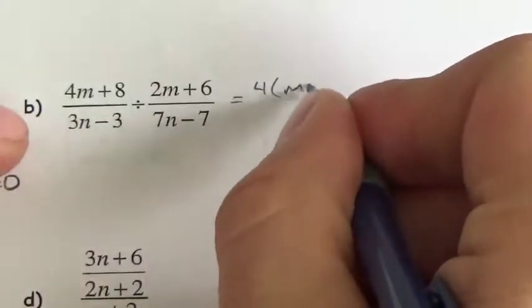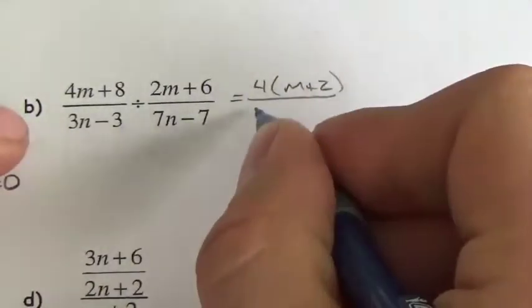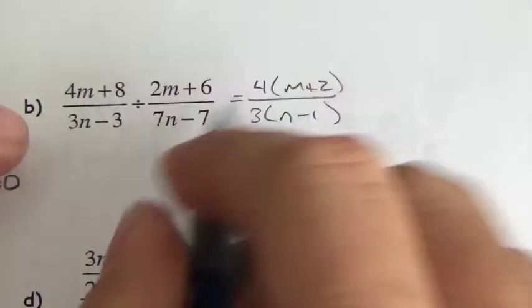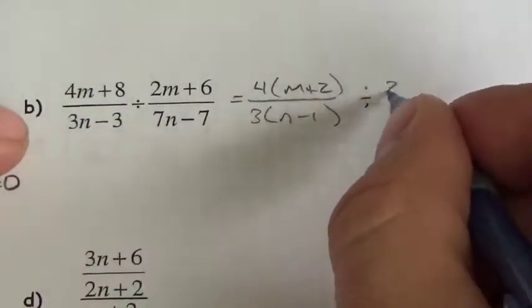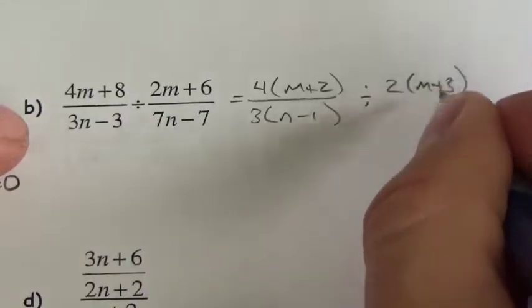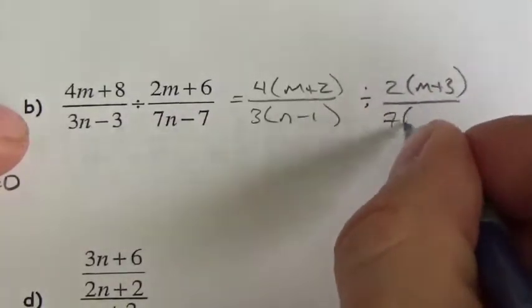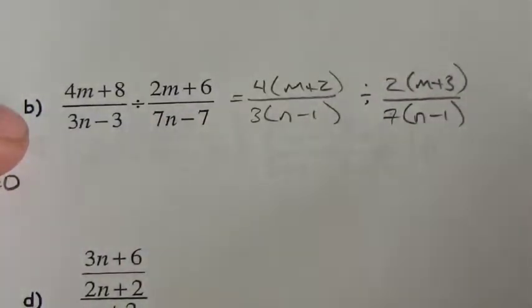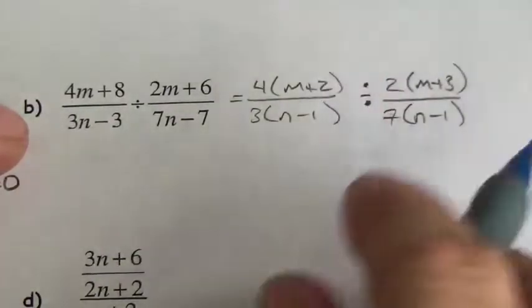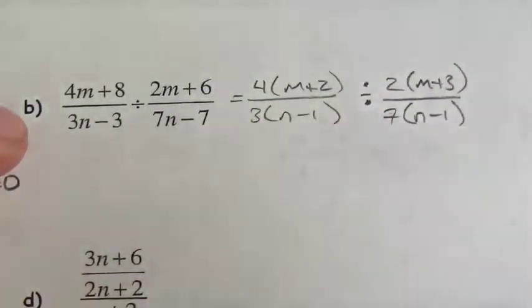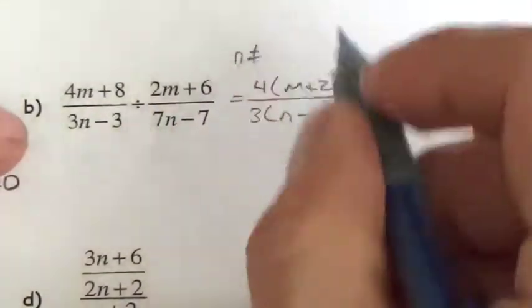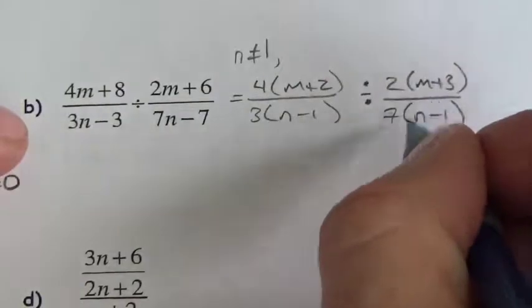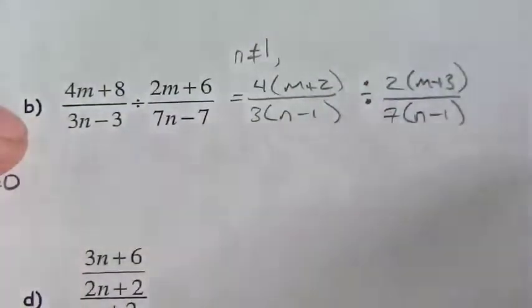Well, I'm going to factor to start off with. So this will be 4m plus 2 divided by 3n minus 1. So I'm just taking out the common factor. I'm going to leave this as division here for right now. 2m plus 3 divided by 7n minus 1. Now, I'm not going to leave it like this, but I do want to note, and I'm going to maybe note this up top here just for now, that n cannot equal 1. That's the same in both cases there.